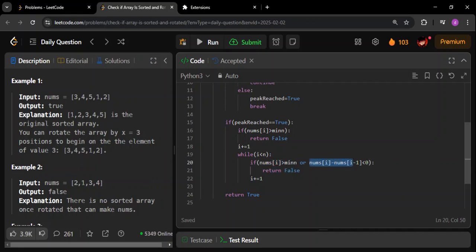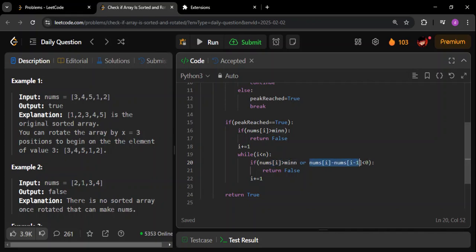If it is less than 0, that is, it is not following the non-decreasing order, in that case also we'll have to return false. So what are the two conditions? This is the first condition which we already saw. Every number after the peak has to follow this property, that it has to be less than or equal to the 0th element. So I'm checking that first, then I'm checking this part, that is a non-decreasing order.